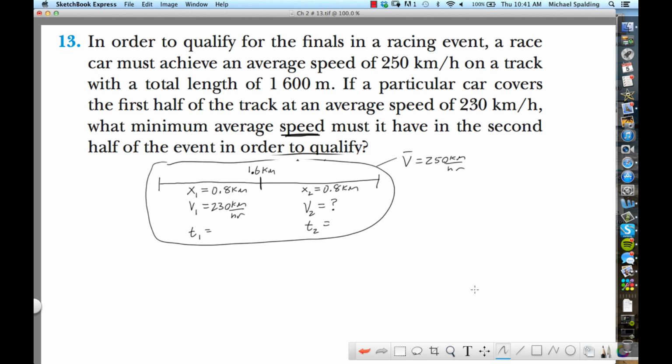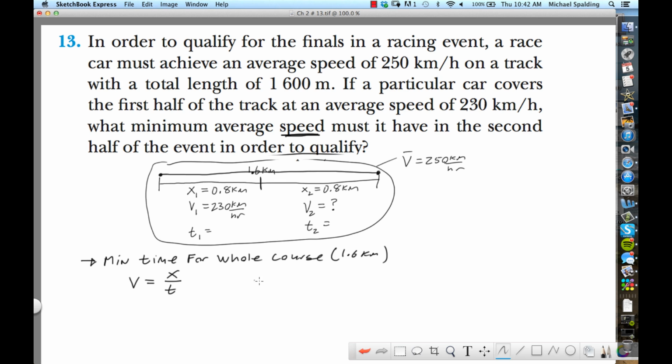Now I've got room to work. Okay, so the first thing I solved for is I found the minimum time for the whole lap, for the whole course, for the whole 1.6 kilometers. So how do we go about finding the minimum time that the car must take to go from the start all the way to the end of the first lap? How do we do that? Well, what's the basic definition of velocity?